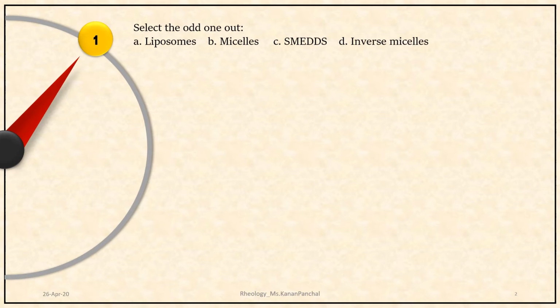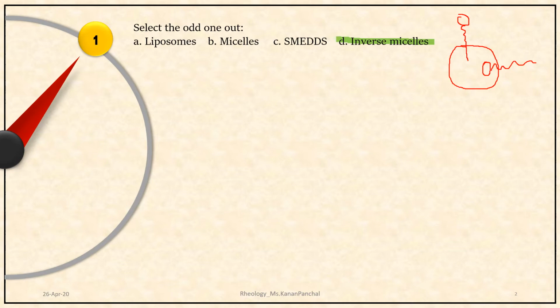Select the odd one out. Liposome, micelle, Spans or inverse micelle. The correct answer is inverse micelle. Now, liposome, micelle, Spans, all of these are no doubt circular vesicles, but the first three have the hydrophilic head on the outside and the lipophilic tail on the inside. This is how a surfactant will arrange itself at the interface. But inverse micelle is opposite. It will have the hydrophilic head on the inside and the lipophilic tail on the outside.